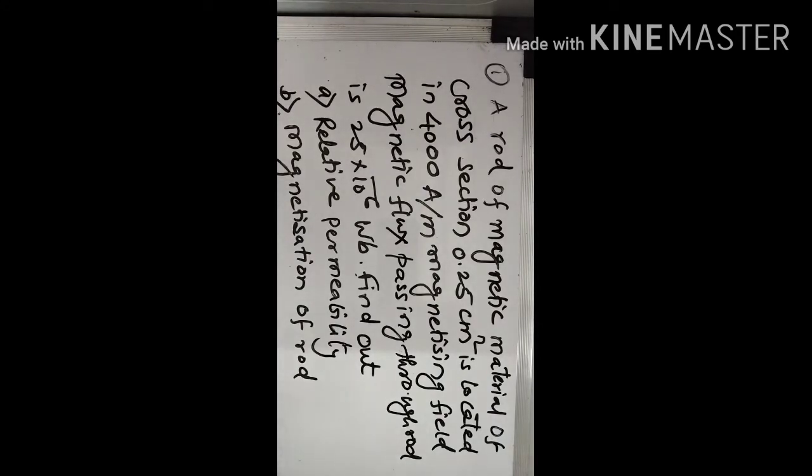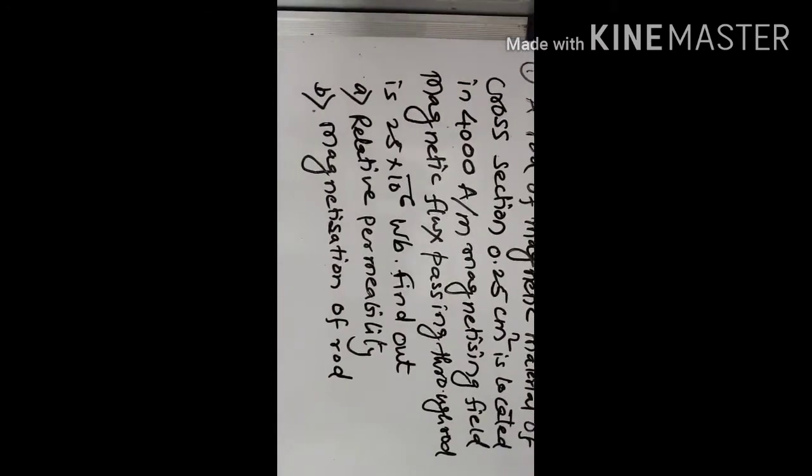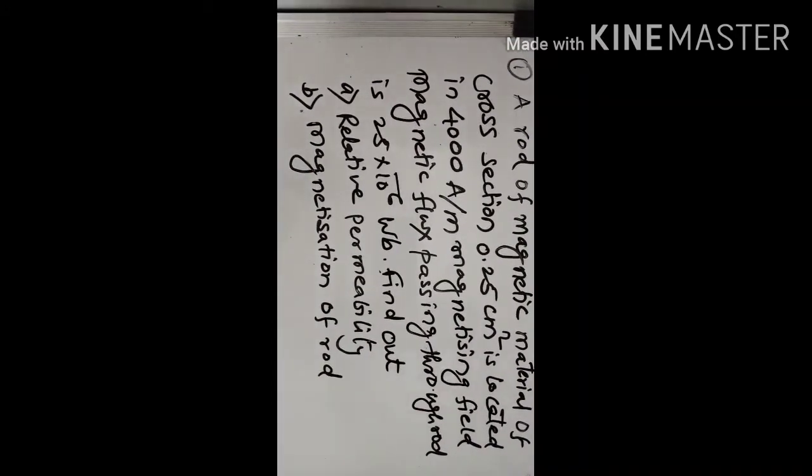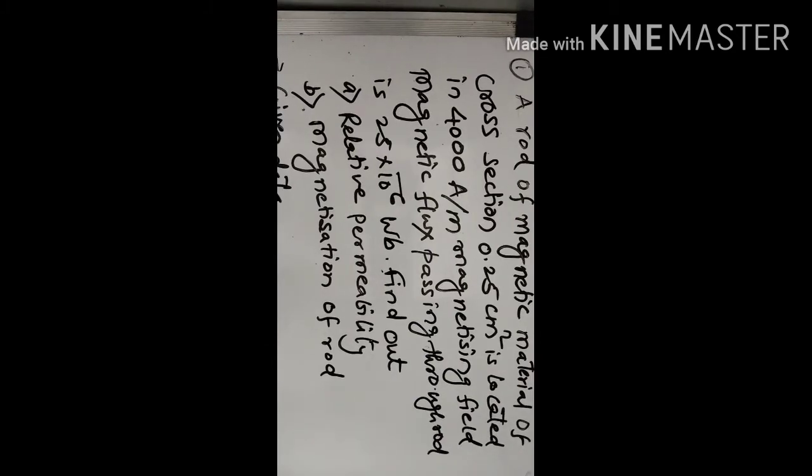This concept is based on magnetization, magnetic field, magnetic susceptibility, and everything. So now see, first we can again read the problem and write down the given data according to this problem. So see here, given data. A rod of magnetic material of cross section.